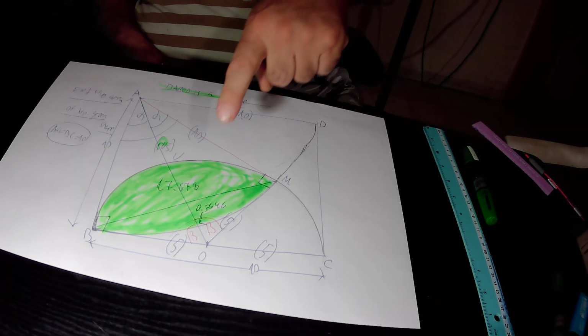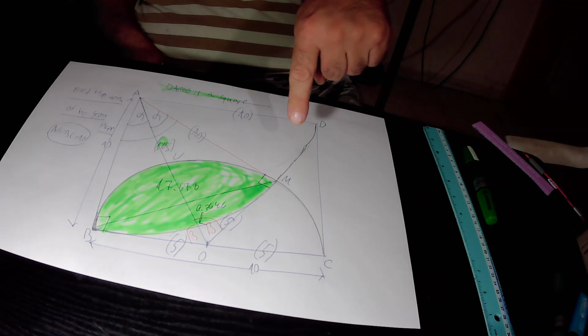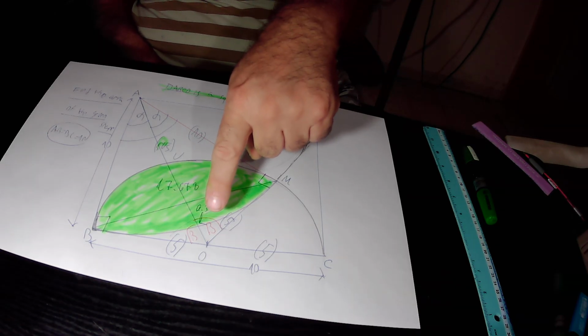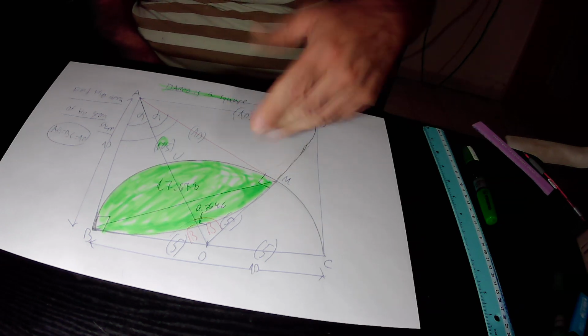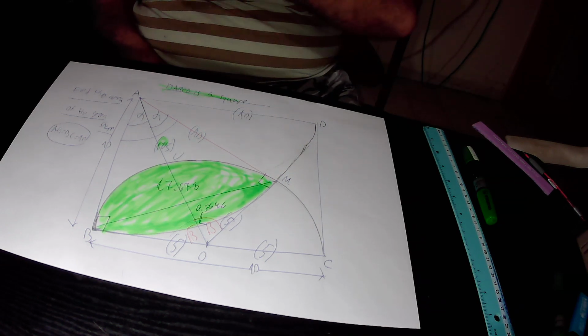In the next step we join points O and M together by a straight line. Point O is the center of the semicircle, point M is a point on the semicircle itself, therefore OM is the radius of the semicircle, that is 5.